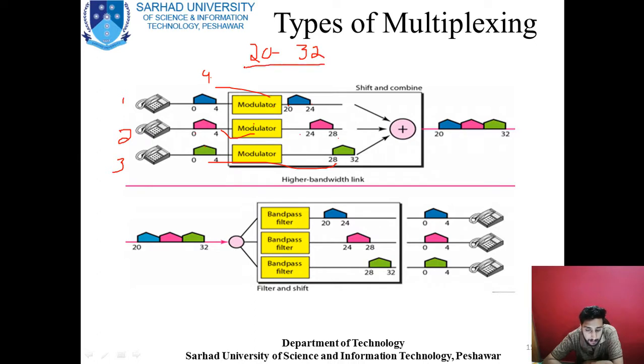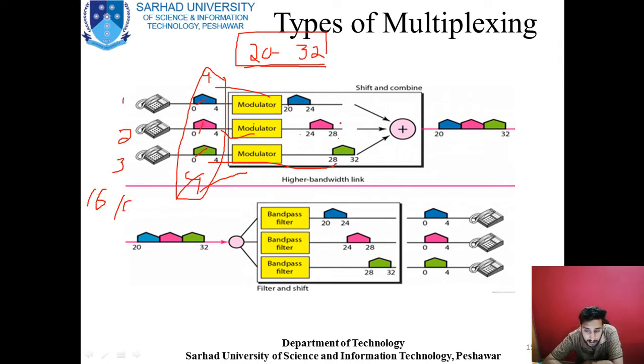Now suppose that a fourth user comes, so you will not be able to adjust that user into the system, because the bandwidth of the link is low compared to the total bandwidth of the different users. So let's say there are 4 users, user 1, user 2, user 3, and there comes a user 4, and each of them has 4 kilohertz. So basically you will need at least 16 kilohertz of the link.